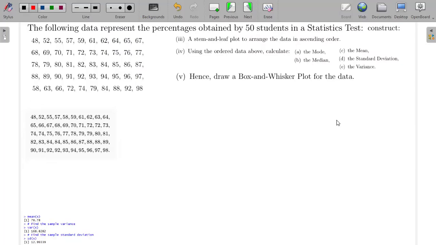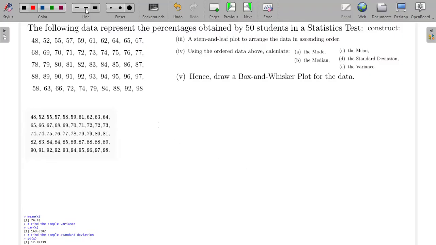All right, so welcome to this video. In this video, we are going to learn how to draw a stem and leaf plot and then use it to find the mean, the mode, the median, standard deviation, and the variance. We're also going to learn how to draw a box and whisker plot. All right, so let's get started.